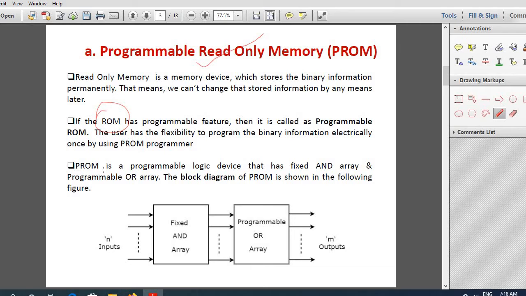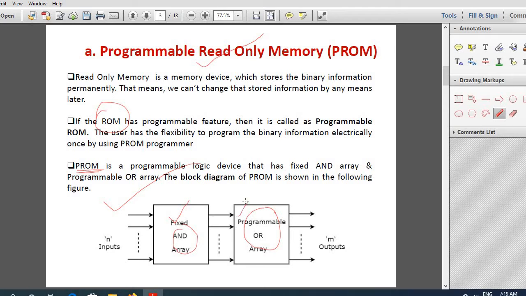So what is the structure of that PROM? That is being described here. The structure of PROM is given by a block diagram in this way. Suppose we are giving inputs to the PROM. First there will be an array, a collection of AND gates, and then the output of the AND gates will be given to a collection of OR gates, and from the OR gates you take the output. Now please listen. Here it is called fixed AND array. Here it is called programmable OR array.